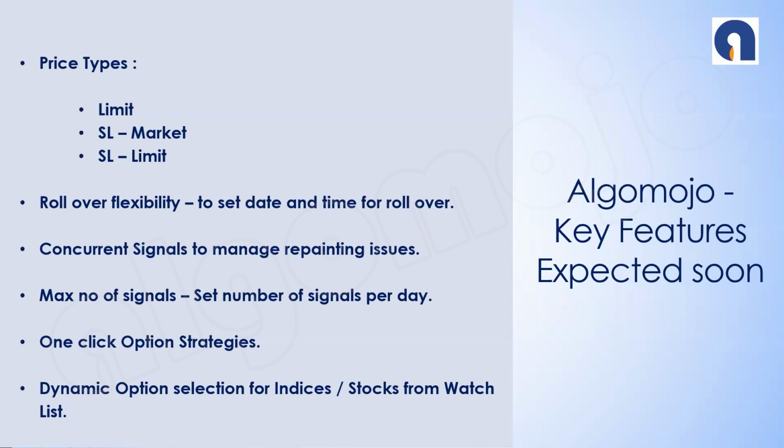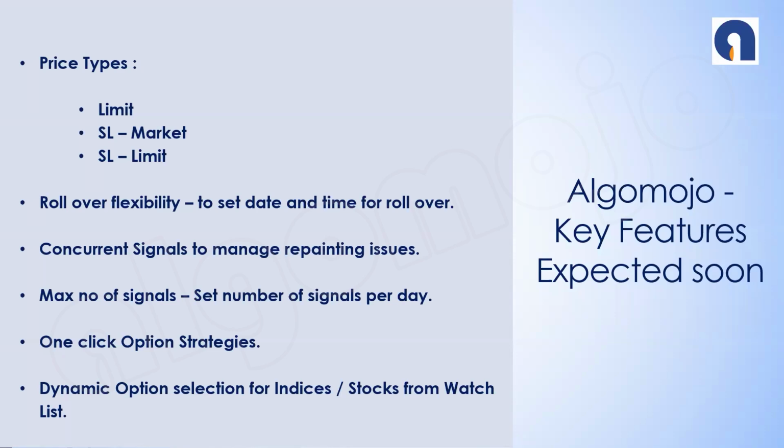And also, you can decide, yeah, this is already rolled out. Sorry, that dated. You can set the number of signals that you want to trade in a day. Suppose you don't want to take more than say 5 signals in a day or 6 signals in a day for a particular strategy. You can set that. So any signals coming after the set number will not be executed. So this is already rolled out. You can start using it.